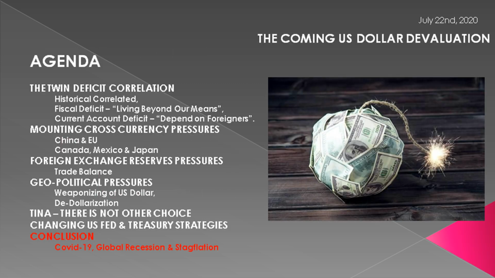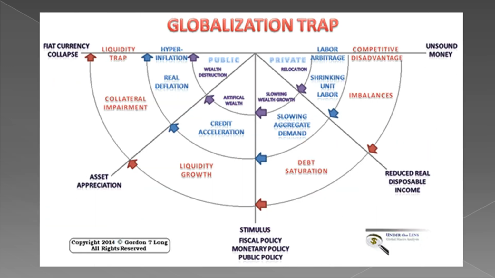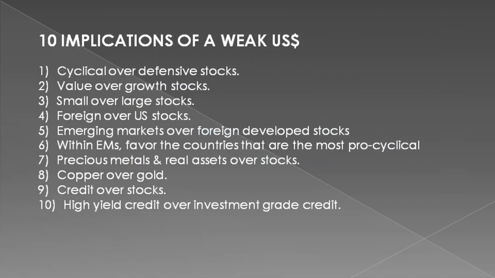In prior videos, I have outlined various roadmaps we are on. They all point toward a fiat currency crisis as an eventuality. We are locked into that eventuality. We just don't know how long it will take. The good news is we have lots of signposts to tell us where we are on that roadway. There are many implications of a weak U.S. dollar. We need to start now to prepare for them.